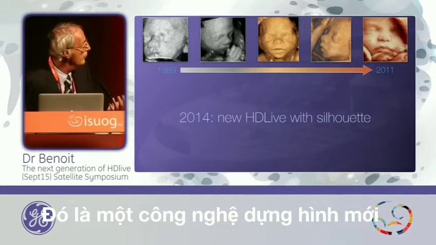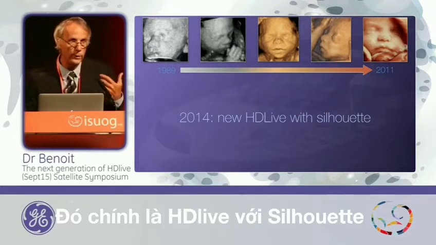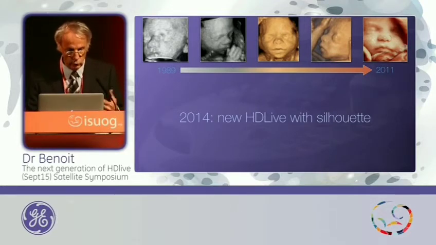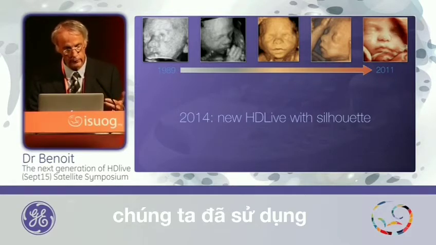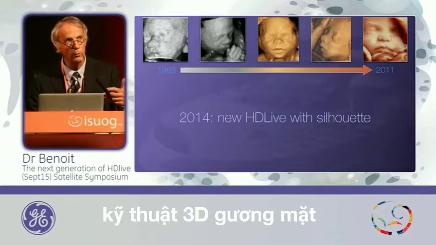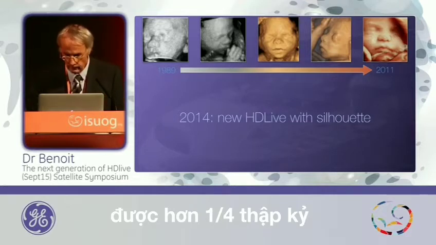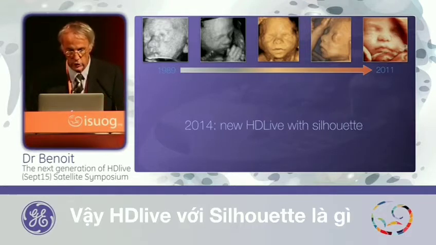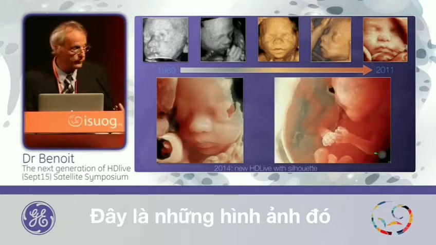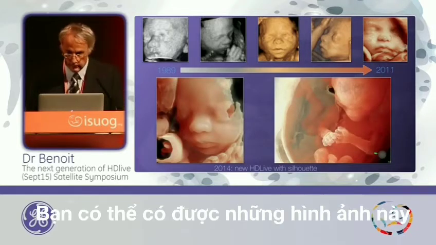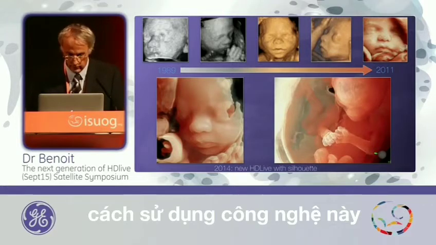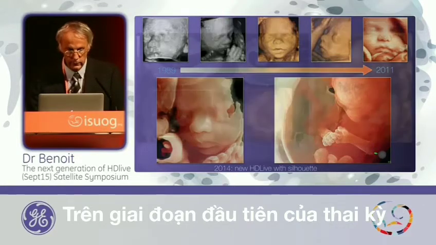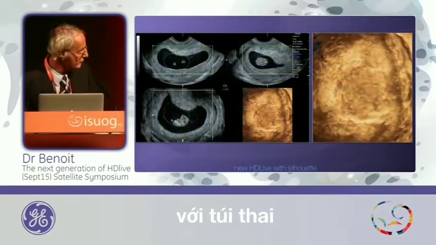This is a new render mode. This is HD Life with silhouette. And 2014, that means we use already the surface mode in 3D since a quarter of century. And what is this new HD Life with the silhouette? It is this. You can obtain this kind of rendering, and I will show you how to use it first on early pregnancy with the gestational sac.